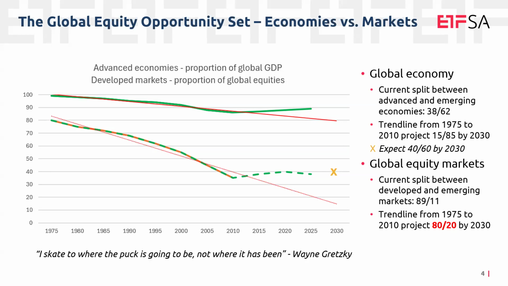And from that perspective, I really want to quote Wayne Gretzky, who said, "I skate to where the puck is going to be, not where it has been." In other words, we can see a 90-10 split in global equity markets at the moment, but we believe that it's more appropriate for us to move somewhat closer to what the economic growth argument would be, and that would be an 80-20 split between developed and emerging markets.